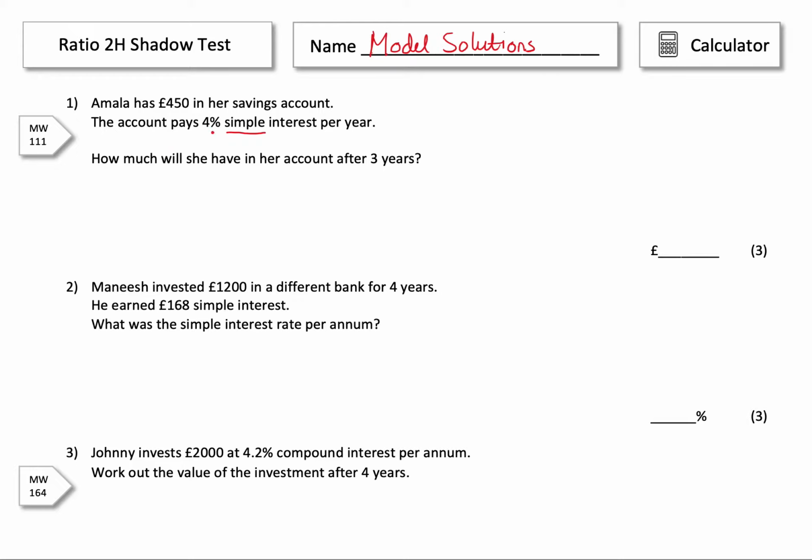So a couple of different ways we could do it, but the quickest way I think is to multiply this by the number of years, which is 3, and that tells us that she's basically going to accumulate 12% on top of the 450 that she started with. So we're increasing this by 12%, so we're going to times it by 1.12 to do that in a single calculation. And just check, the question doesn't say how much interest will she earn. No, it says how much will she have in her account. So when we do that, we get £504.